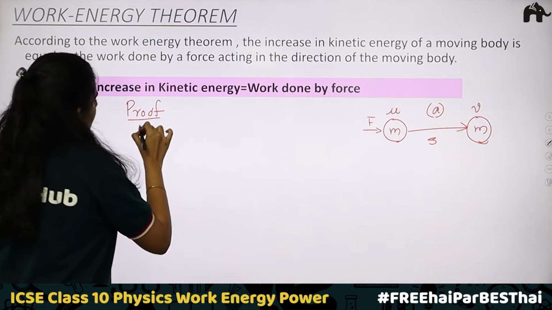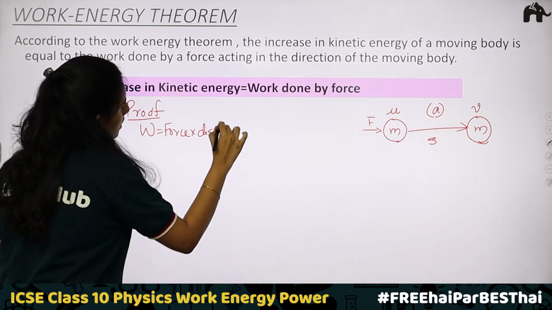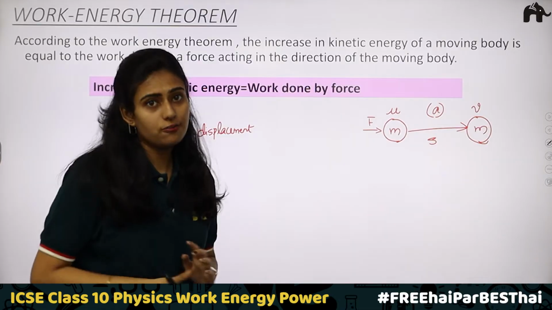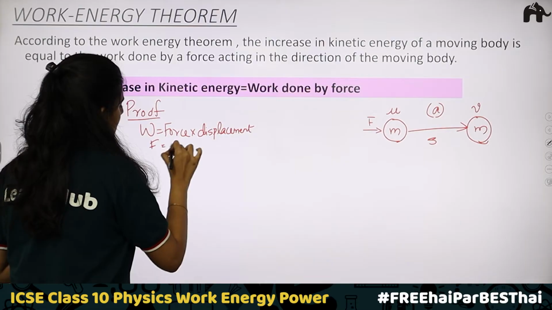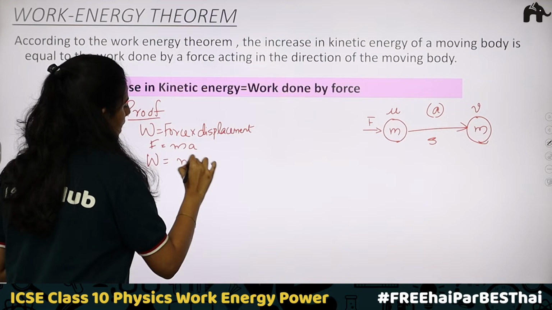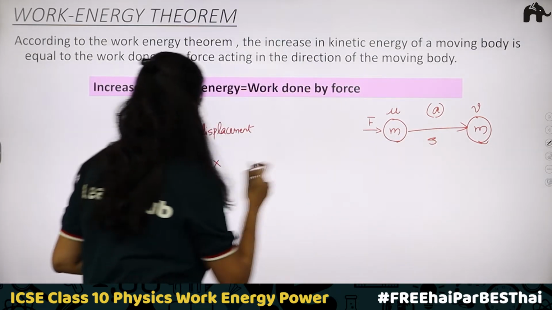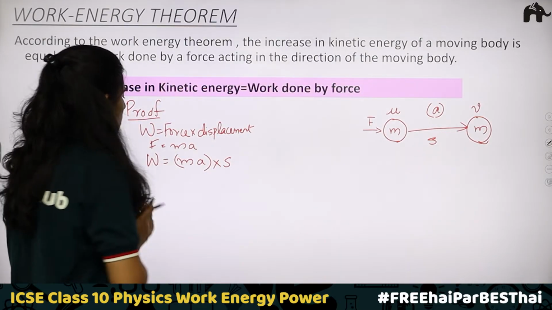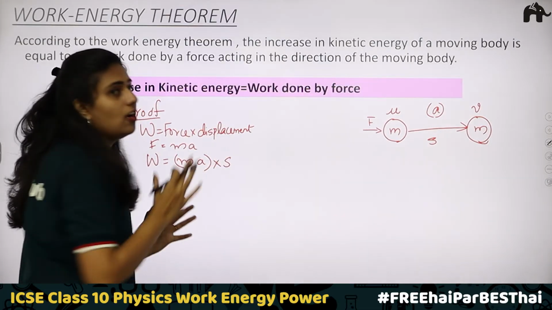We know that work done is equal to force into displacement. According to Newton's second law of motion, we have an equation for force. What is it? F is equal to ma. We are going to substitute it here. Work W is equal to ma into displacement. Displacement is s in this case. So W is equal to ma into s.